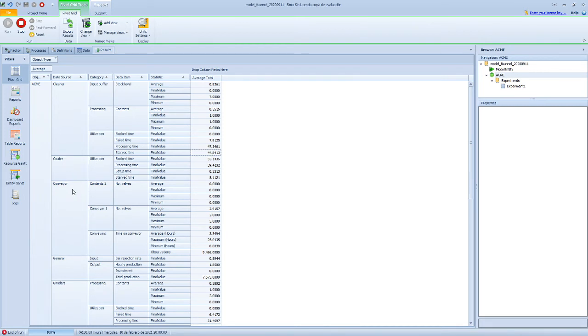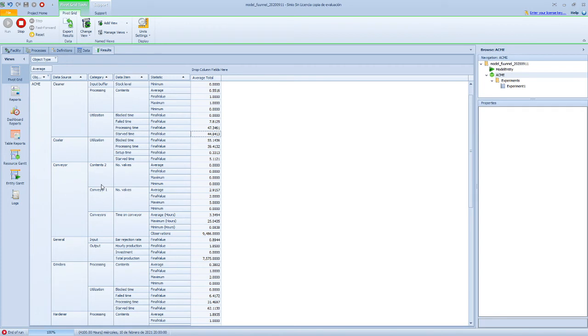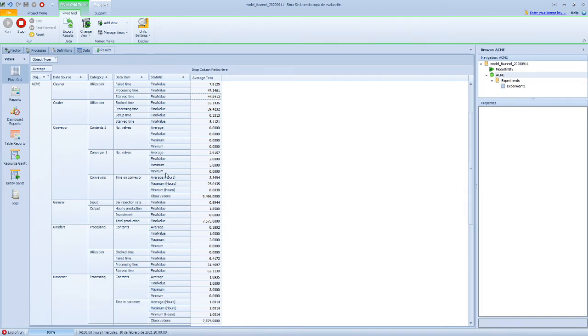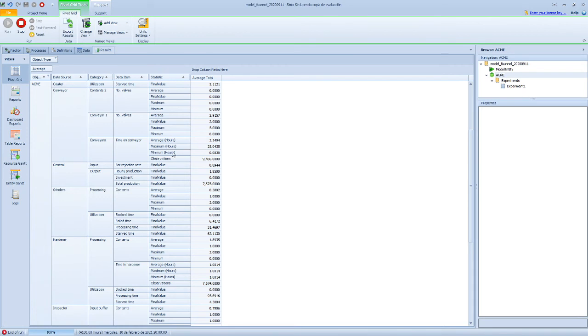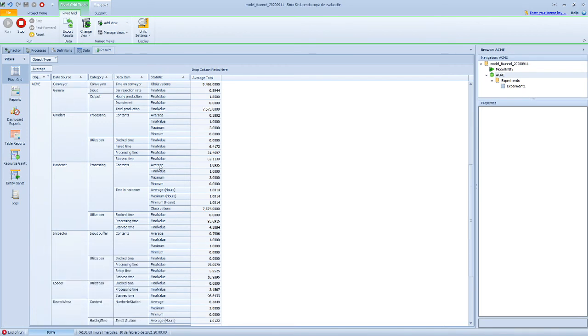We have the same for the coater, for the conveyor. Okay, we have two elements, conveyor 2 and conveyor 1, and we have different elements of information for them both when they are working together. We have general information as to how many bars were rejected, because remember that there is a buffer for bars to be received into the system. If the buffer is full, they are rejected. So there's a high rejection rate, as we can see.